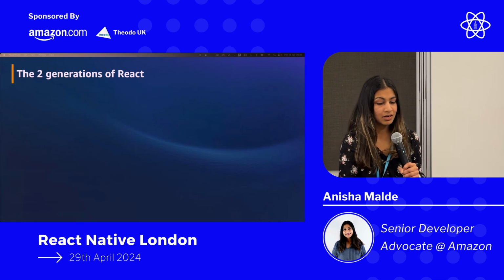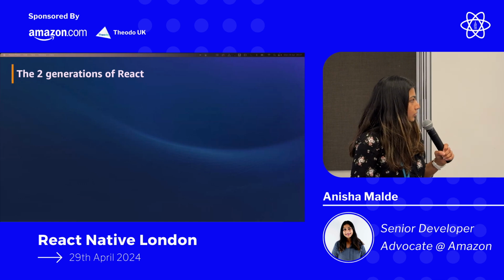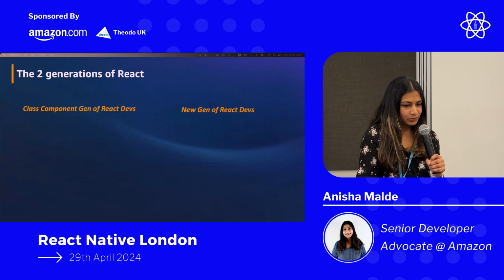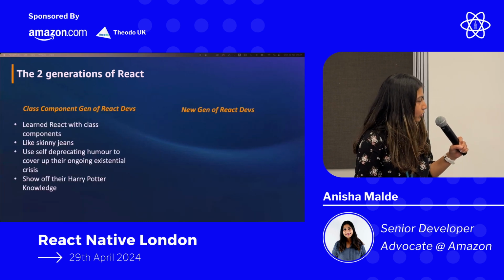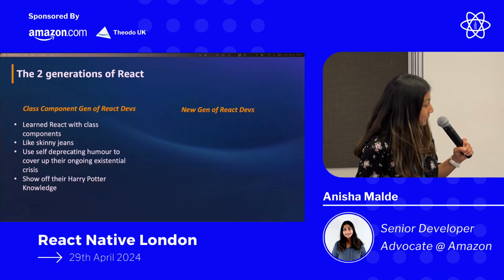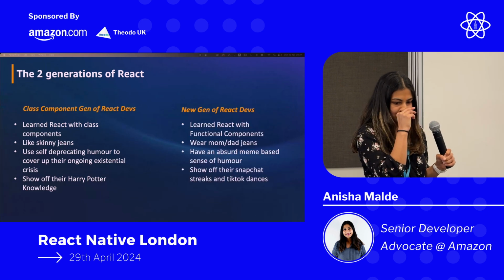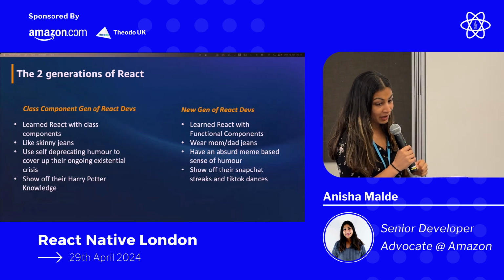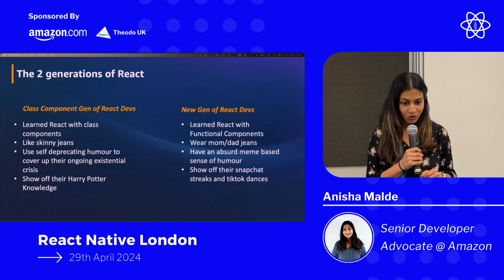As a result, the learning journeys created a generational divide into what I like to call the two generations of React. First we have the class component generation, and second we have the new gen of React devs. Each generation has some characteristics. The class component gen learned React with class components, like skinny jeans, use self-deprecating humor, and show off their Harry Potter knowledge. And the new generation of React devs learned React with functional components, where mom and dad jeans have an absurd meme-based sense of humor and show off their Snapchat streaks and TikTok dances.